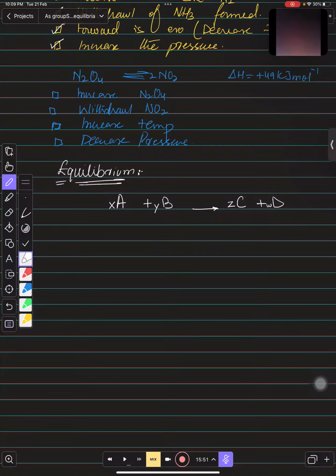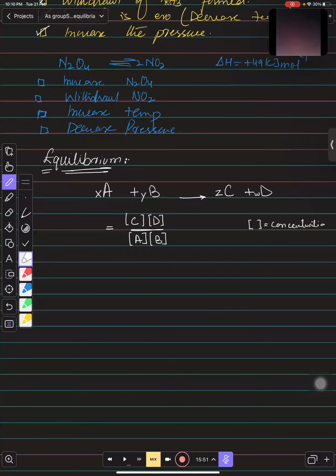Now, if you are going to talk about the constant for this, what you need to remember all the time is that you need to write product first and then over reactants, right? And you need to use square brackets. There is a meaning of a square bracket, and the meaning of square brackets is actually concentration. So you can't use any other bracket. You just need to use a square bracket all the time. This expression is saying the concentration of products over the concentration of reactants.